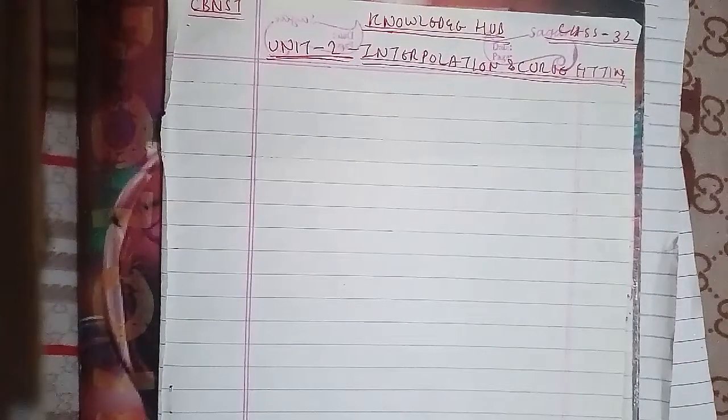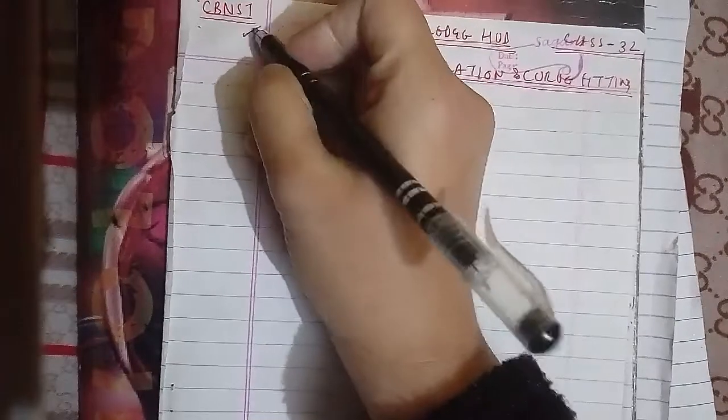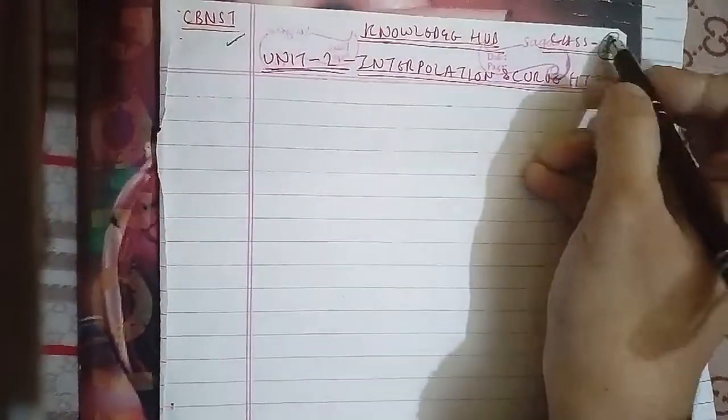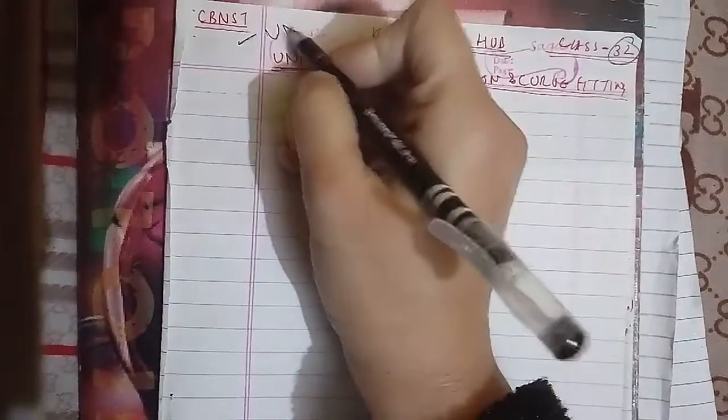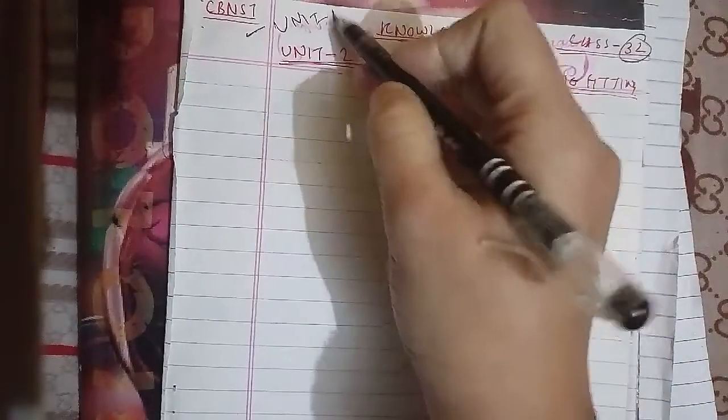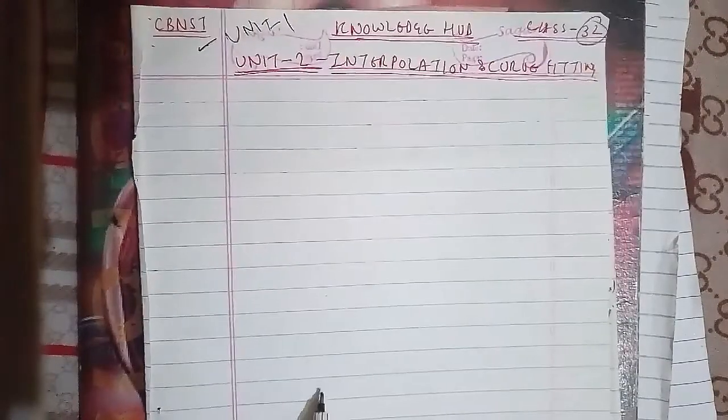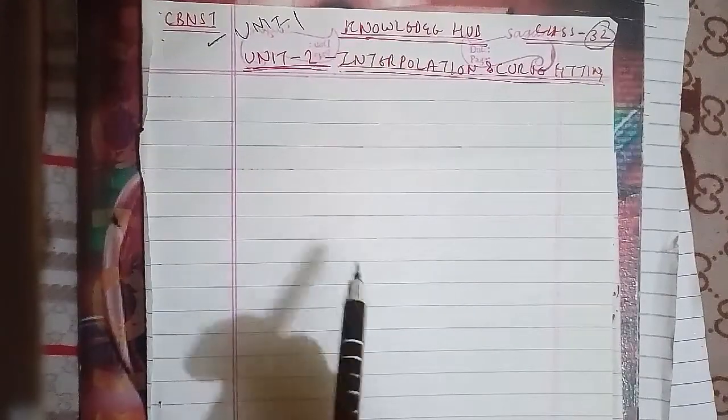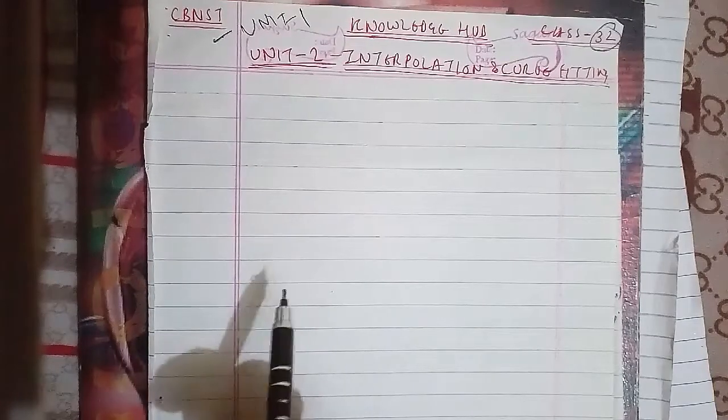Today we're going to start with your CBNST class, the computer based numerical and statistical technique. That has been the 32nd class. We had done your 31st class in the last session, and in that we had done your unit 1, which has been the computer arithmetic, numerical and statistical technique. And in that we had done bisection method, secant method, and many more. We had done Newton-Raphson method, regula falsi method, iterative method as well.